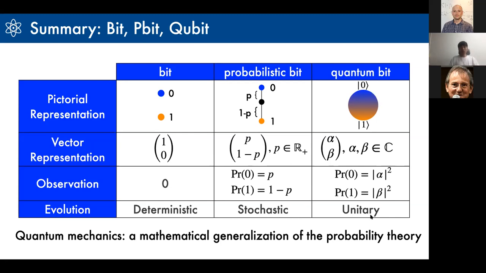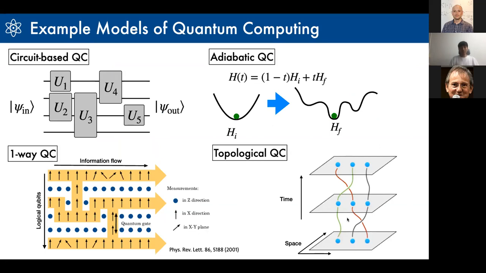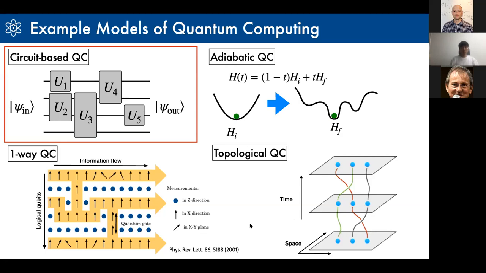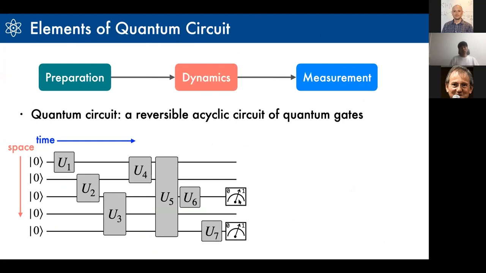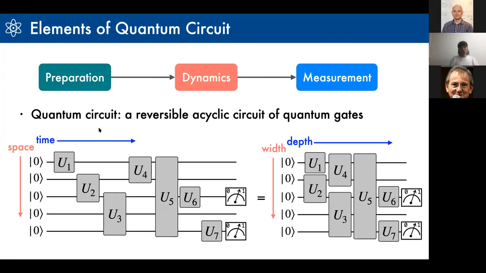And the big question was, how do we actually implement this idea of quantum computation in physical systems? And for that, we need to think about models of quantum computing. And there are four well-known models of quantum computing. In this mini school, we only focus on circuit-based quantum computation, where the unitary evolution of the quantum state can be represented as gates, okay? And so we just saw some elements of a quantum circuit. And then we use this circuit representation to represent quantum information, the dynamics of quantum information, and the measurement, okay?